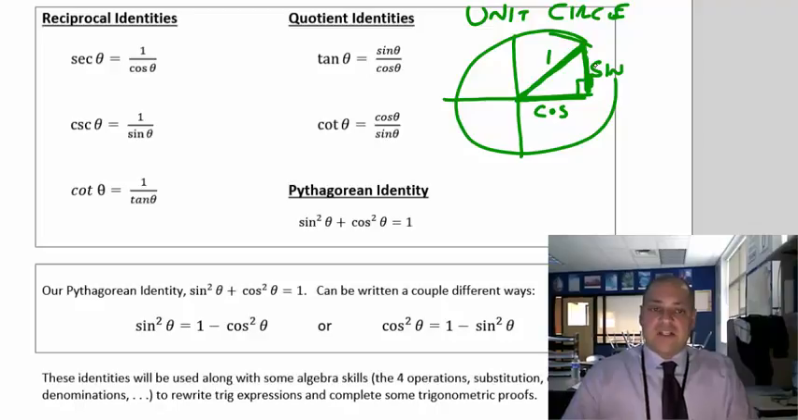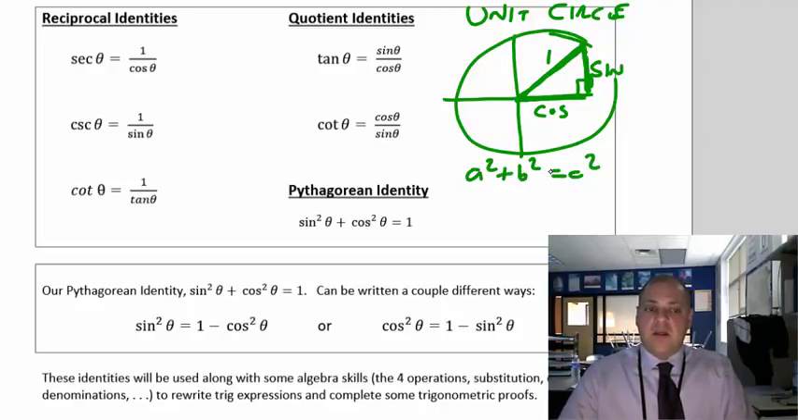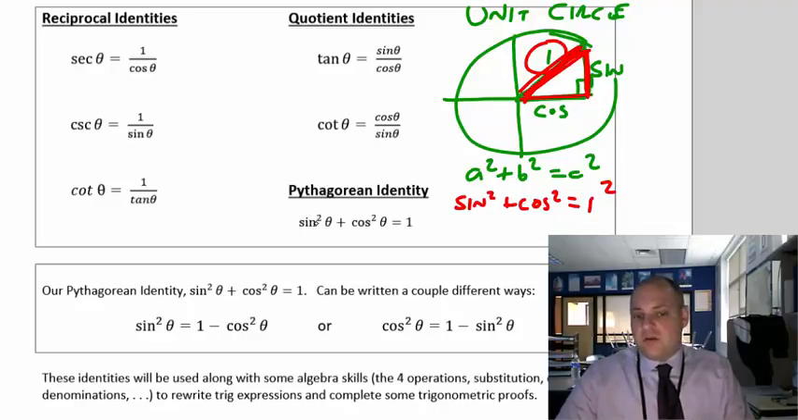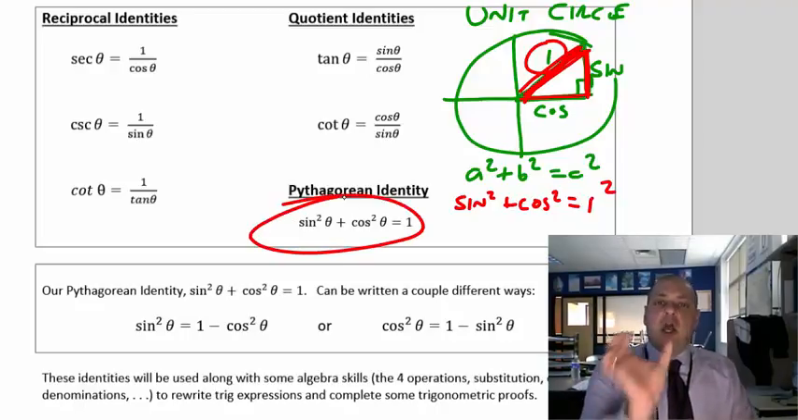So if I use logic and the Pythagorean theorem, I come up with a squared plus b squared equals c squared. If this is a, b, c, I just plug in sine squared plus cosine squared equals, and then c would be the radius. It's 1 for a unit circle because the radius is 1, squared. And then, of course, sine squared plus cosine squared equals 1 because 1 squared is just 1. That's where that Pythagorean identity comes from. You just got to memorize it. It's just something you're going to have to memorize.